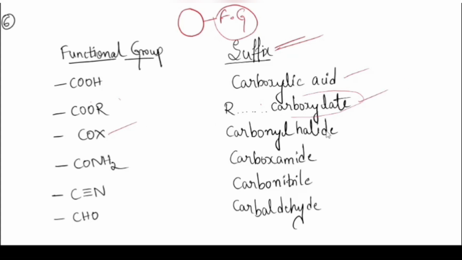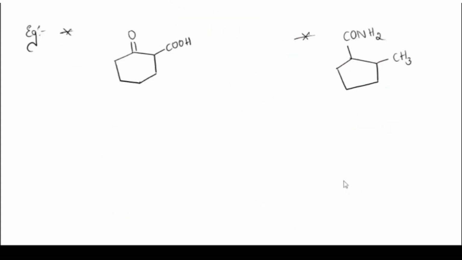If acid halide is there, we have to add carbonyl halide. If amide is there, carboxamide. If nitrile is there, we have to add carbonitrile as the suffix. If aldehyde is there, carbaldehyde we have to use as suffix. It has to be noted down in order to name these particular compounds.